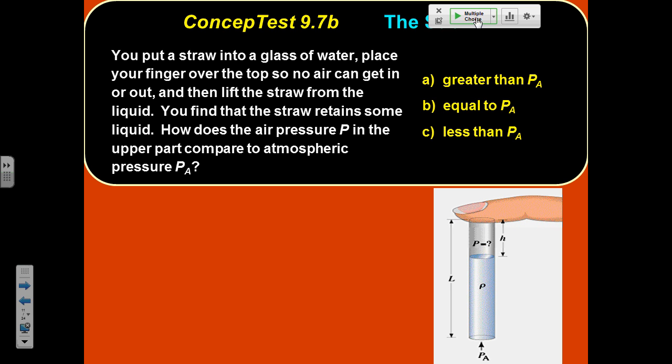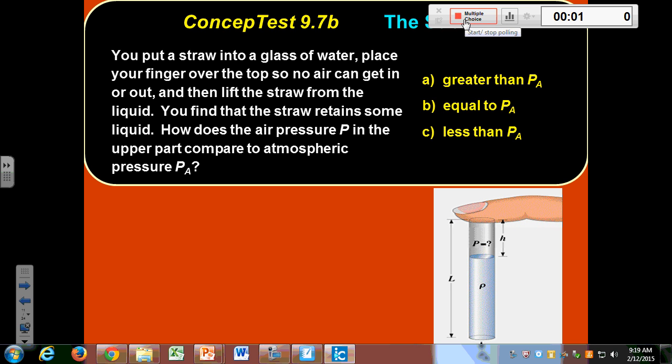You put a straw into a glass of water, place your finger over the top so no air can get in or out, and then lift the straw. You find that the straw retains some liquid right before you fling it at the friend right next to you. Right, y'all do that? We do that a lot.